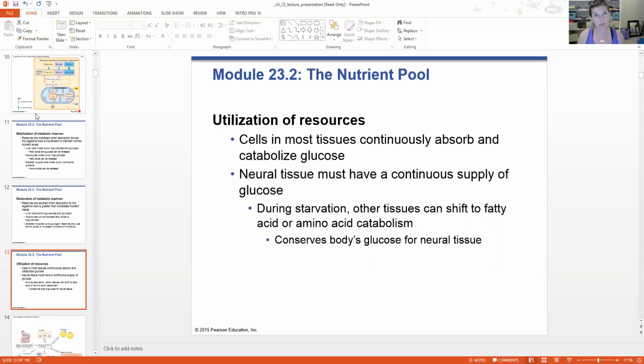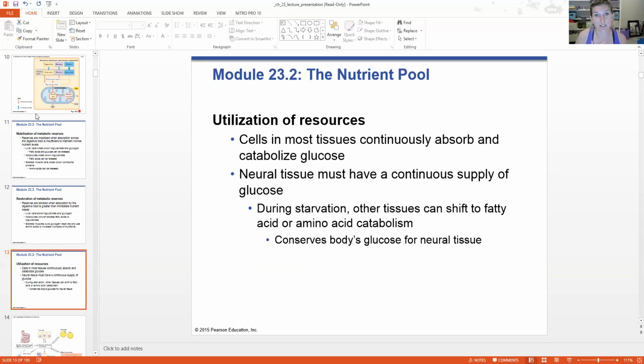Well, most of the cells in our tissues are basically swapping out glucose all the time, absorbing it, using it, converting it, releasing it, right there. It's this kind of dynamic equilibrium, an in and out state of glucose in and out of the cells. Neural tissue has to have a continuous supply of glucose. Any other tissue in our body can use fatty acids, but our nerve cells can only utilize glucose. Super important.